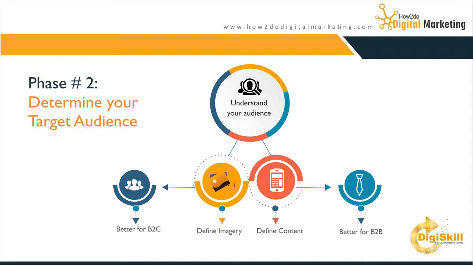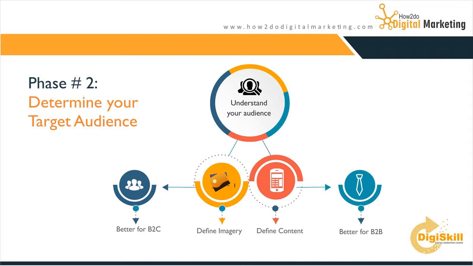Because depending on who is going to be coming, your imagery and your content will need to be defined basis the people who are going to come. For instance, if I were selling Nike shoes to consumers, I would have a different imagery as opposed to if I wanted to sell Nike shoes to people in, let's say, sports organizations or sports dealers.